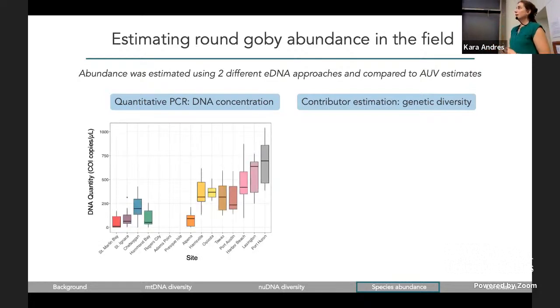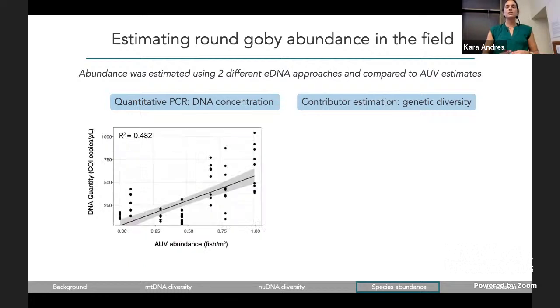But first, looking at quantitative PCR, so this is looking at the quantity of round goby DNA in a sample, or the DNA concentration in a sample. I've ordered these sites along that north to south gradient. And if you recall, we do expect that there will be more round gobies in those southern sites than in the northern sites. And in fact, we do see that there's more round goby DNA in those southern sites than in the northern sites.